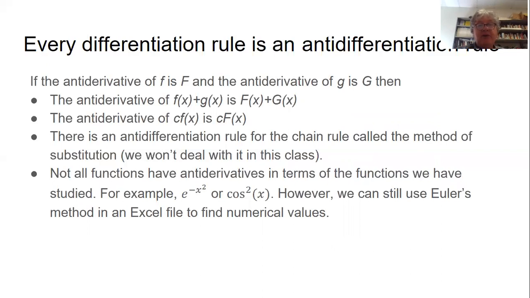There is an anti-differentiation rule for the chain rule. It's called the method of substitution. We won't deal with it in this class. You might have dealt with it if you've done another calculus class.